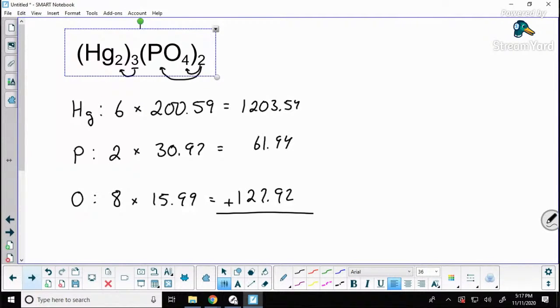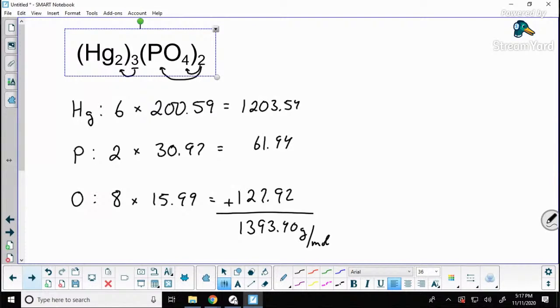So 1203.54 plus the 61.94 plus the 127.92. And I'd have 1,393.40 grams per every 1 mole for the molar mass.